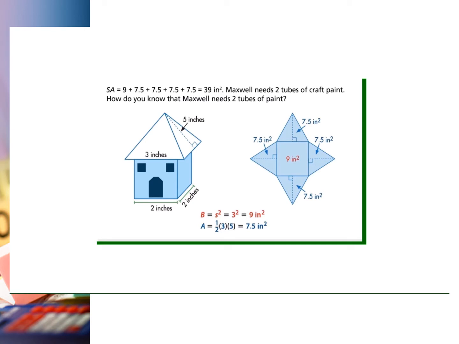SA equals 9 plus 7 and 5/10 plus 7 and 5/10 plus 7 and 5/10 plus 7 and 5/10 equals 39 inches squared. Maxwell needs 2 tubes of craft paint. How do you know that Maxwell needs 2 tubes of paint? One tube covers about 20 inches squared, so 2 tubes will cover about 40 inches squared. 2 tubes are enough to cover 39 inches squared.